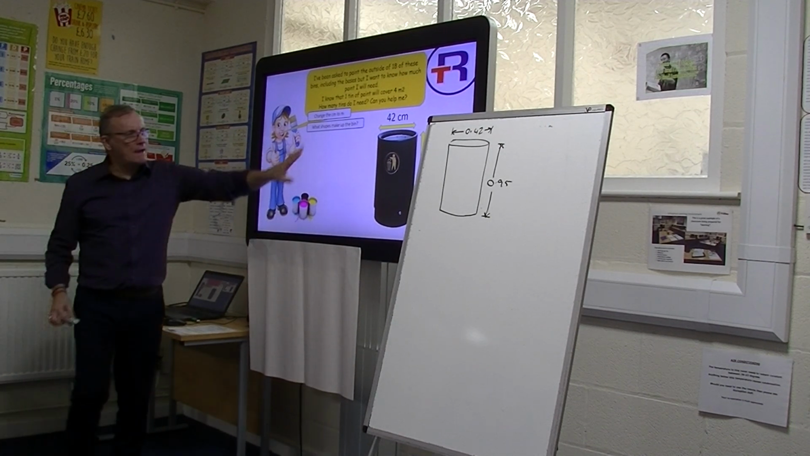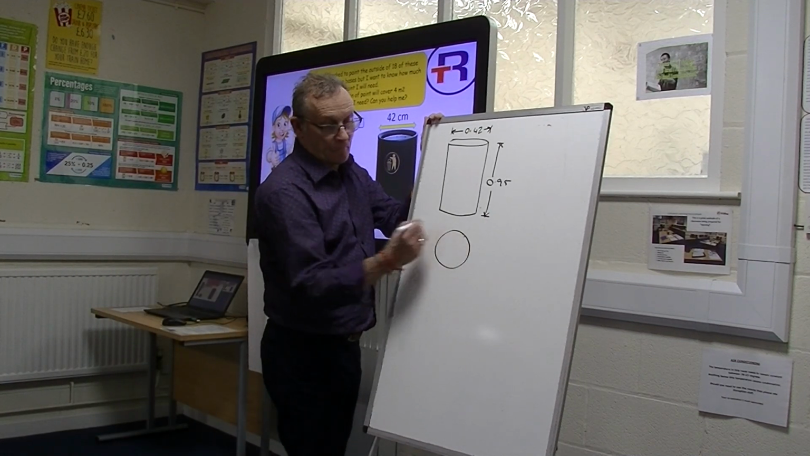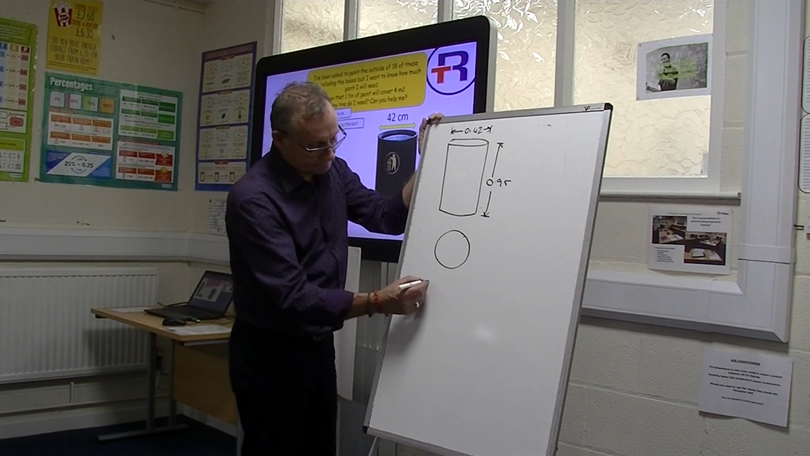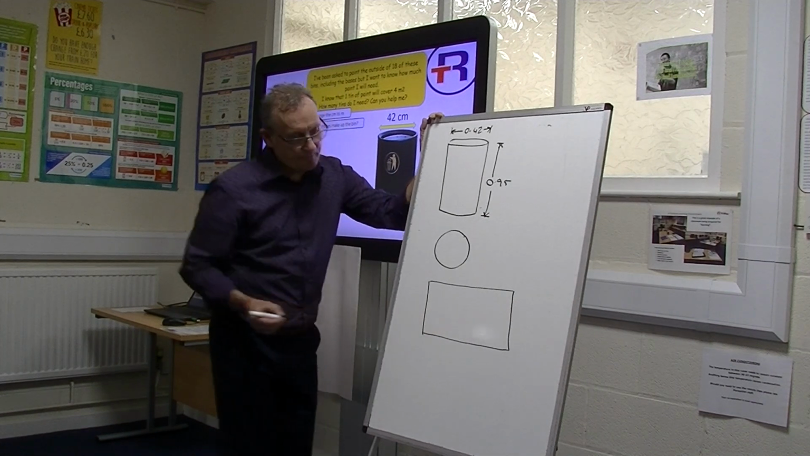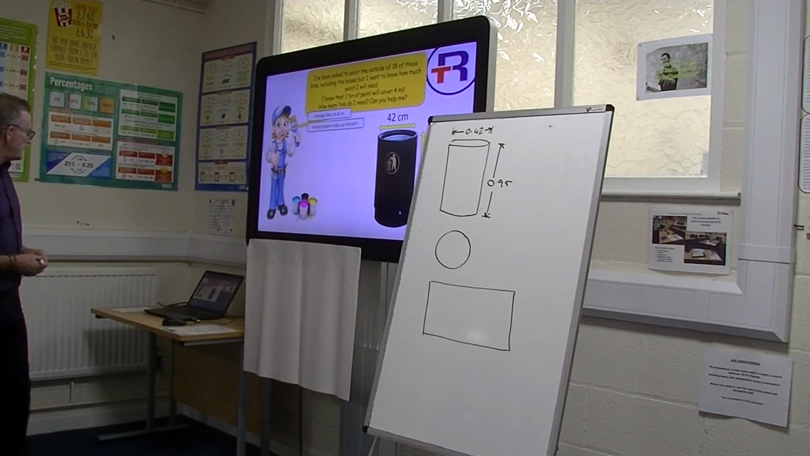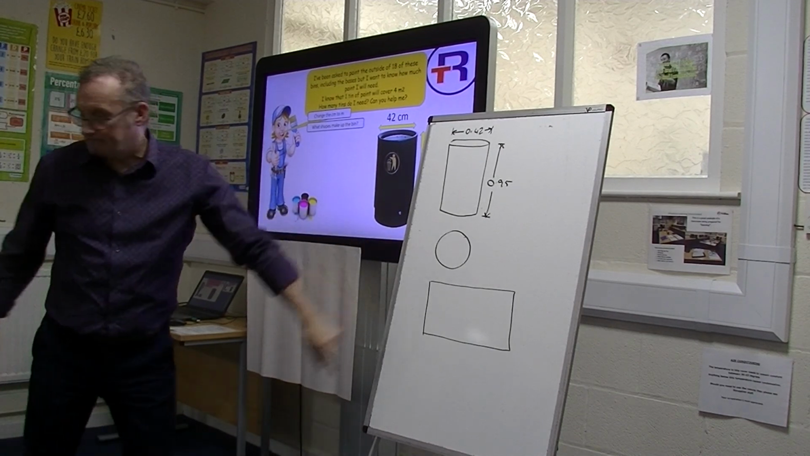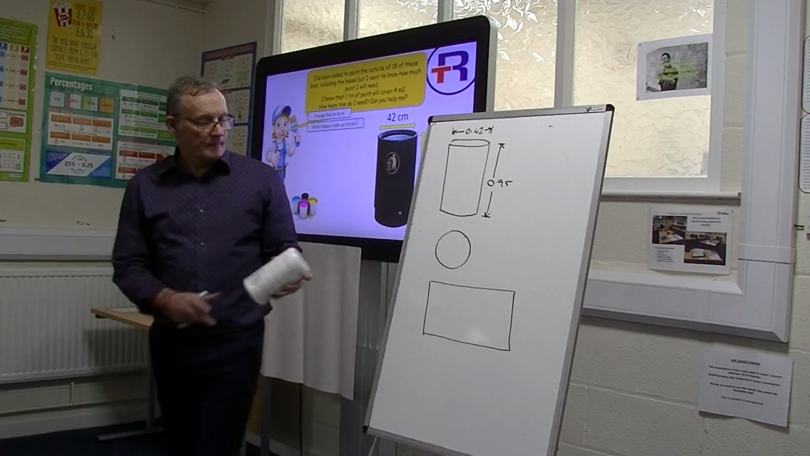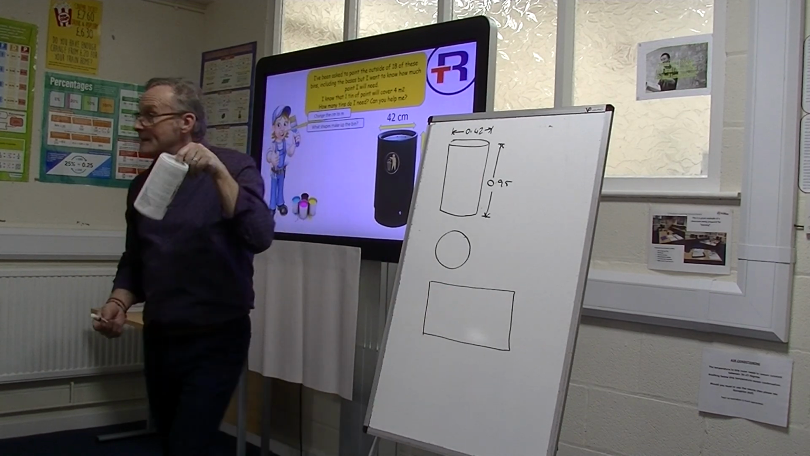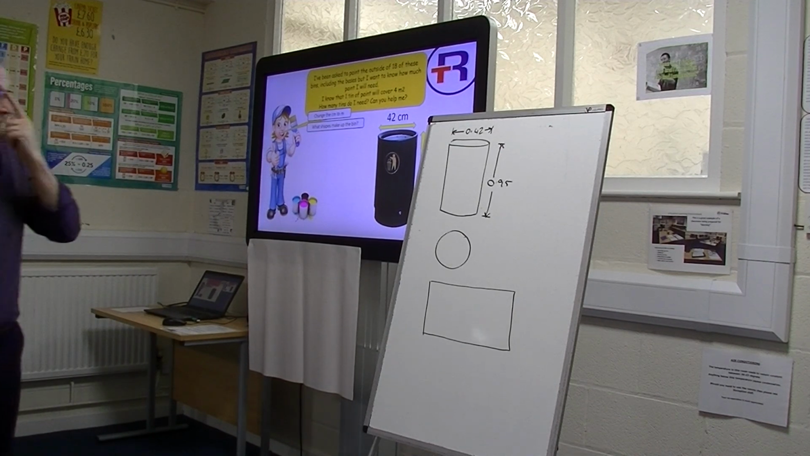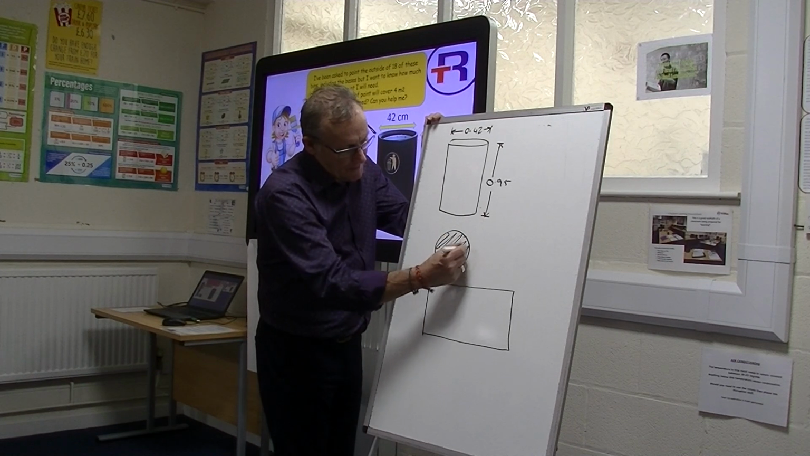So what shapes make up the bin? Bottom of the bin. There you go. A circle and a rectangle. Alrighty. There's the bottom of the bin. And there is this bit, because we know that that's a rectangle. So first of all, let's work out the area of the bottom of the bin. Alrighty?